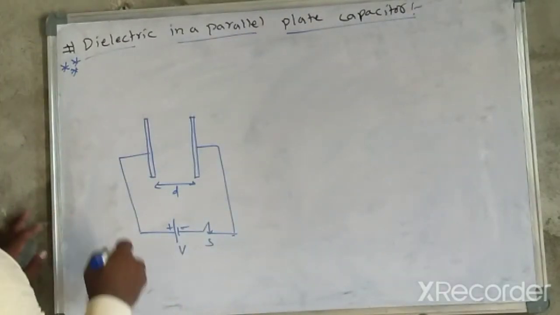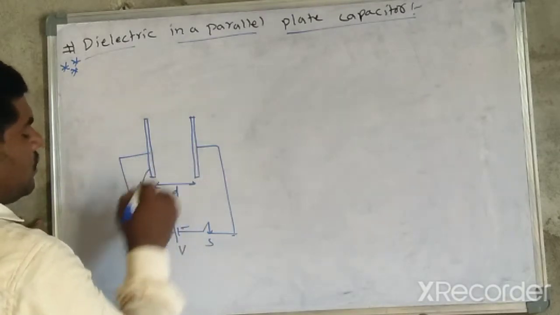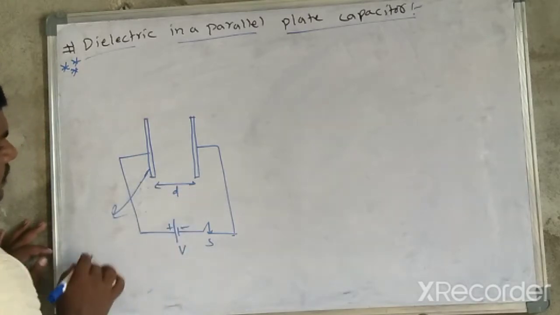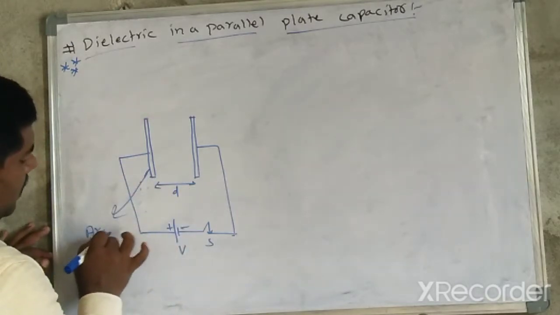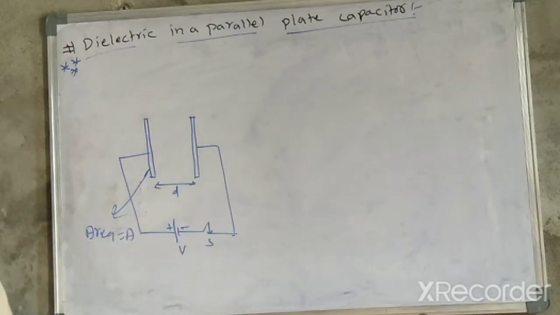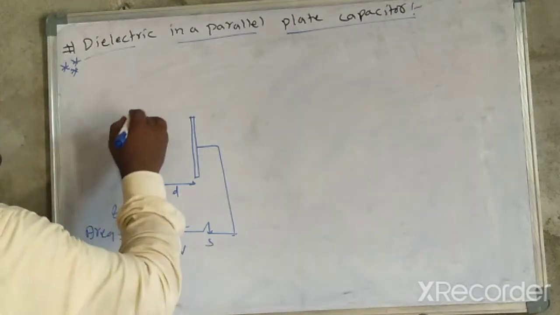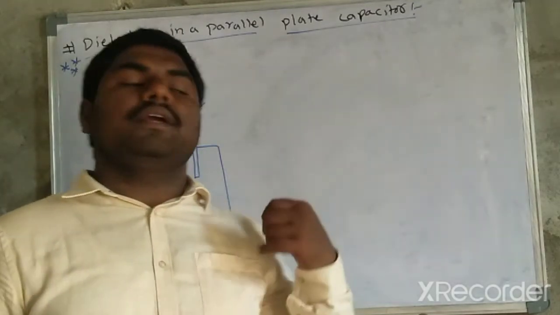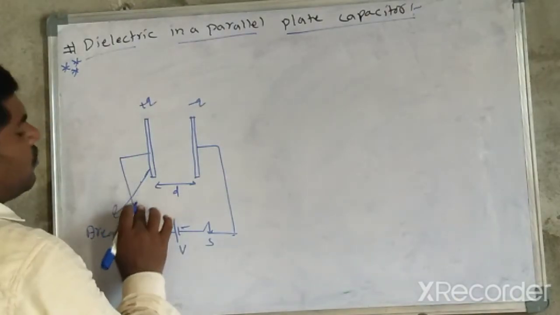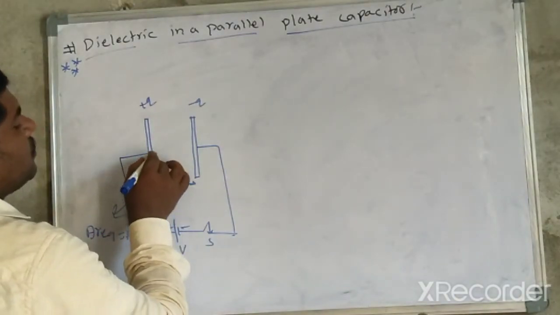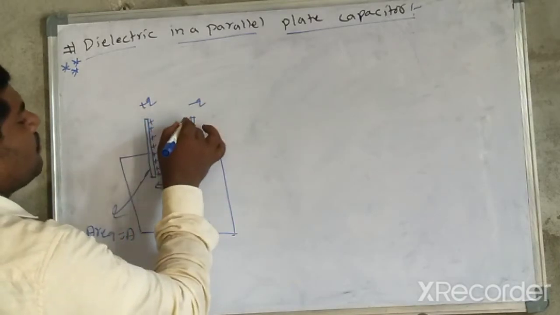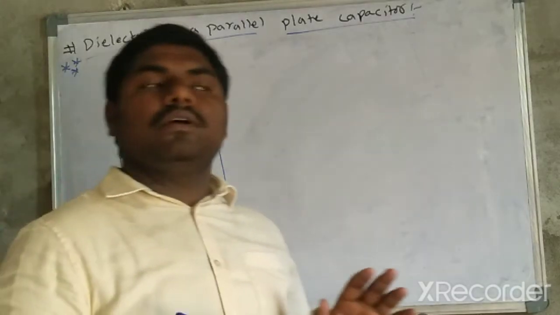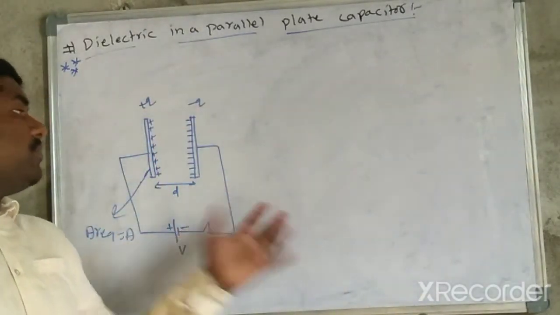I would like to consider the area of the plates as A. Whenever the battery is connected, let us consider positive Q here and negative Q here. Positive charge accumulates on the left plate, and similarly negative charge on the right plate. Here the electric field is produced from positive to negative, as we already discussed in the previous case.